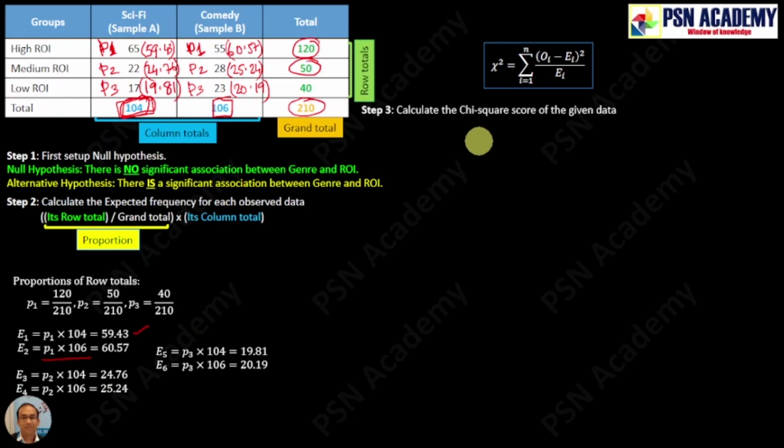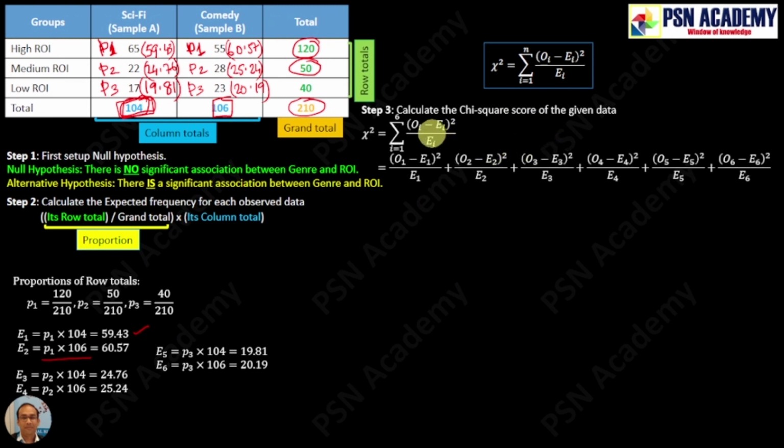So this is our step 3. Calculate the chi-square score of the given data. Since there are 6 data points or 6 scores, our n will be 6. So our n here is 6 now. So your summation will run from 1 to 6. So you expand this. The first term will be O1 minus E1 squared by E1. This is the first term. This is the second term.